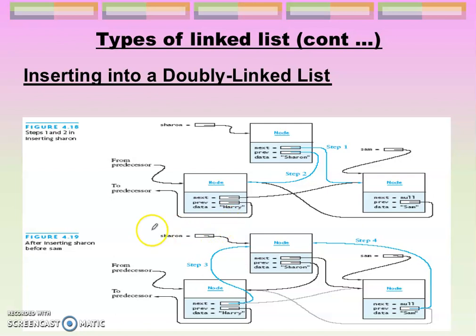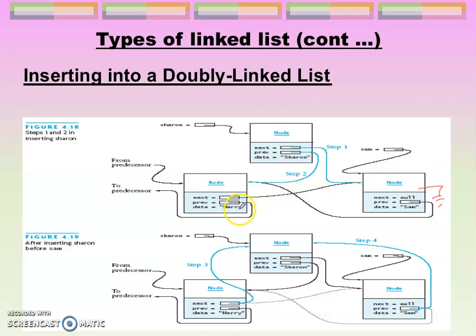Okay, let's say, step 1, insert Sharon. This one is Harry and also Sam. We want to insert Sharon between these two. What happened? Before this, you can see that next is pointed to the Sam node, and the previous for this Sam node is pointed to Harry. That's why it's called doubly, it has next and previous. The next of this Sam node is null because this Sam node is the last one, so it will be pointed to null.